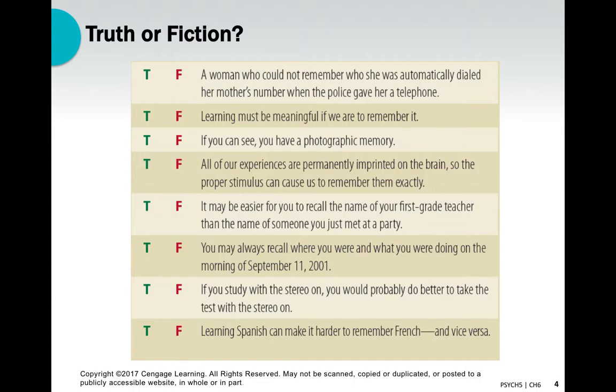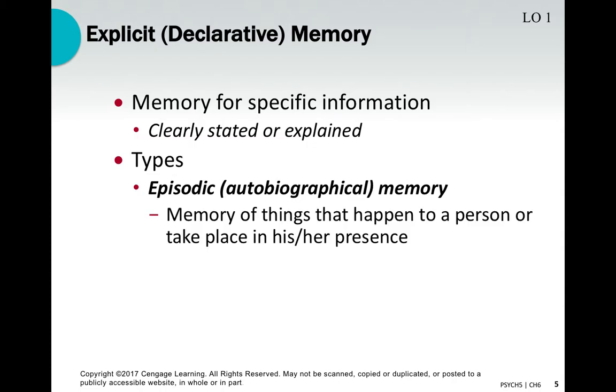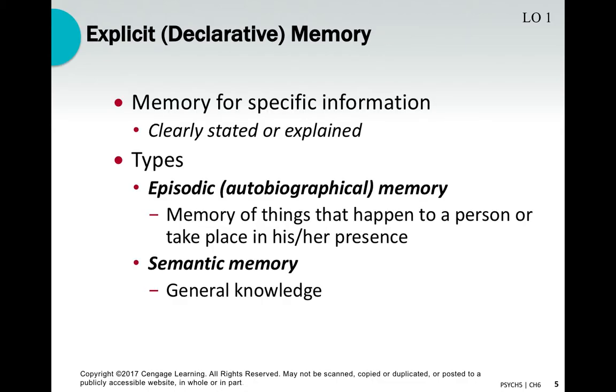Okay, welcome back. So, broadly speaking, when we talk about memory formation, we're talking about two different types of memories: explicit or declarative, and implicit or non-declarative. Let's take a look at the first one, explicit memories. These are memories of specific information or things that may have happened. And again, it's called declarative memory because it's something that you can clearly state or explain to somebody else.